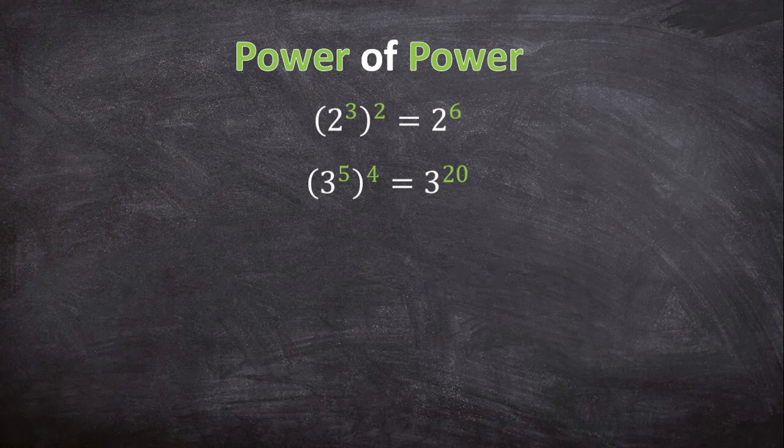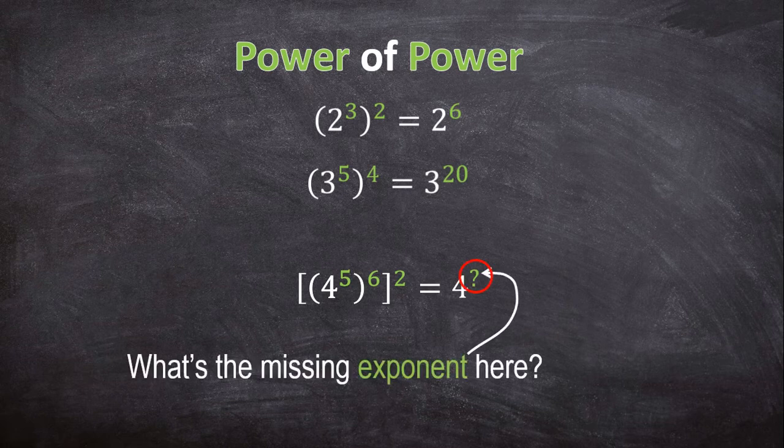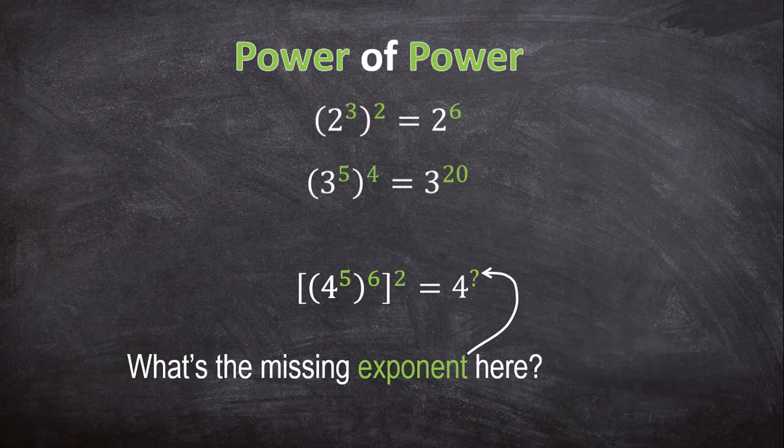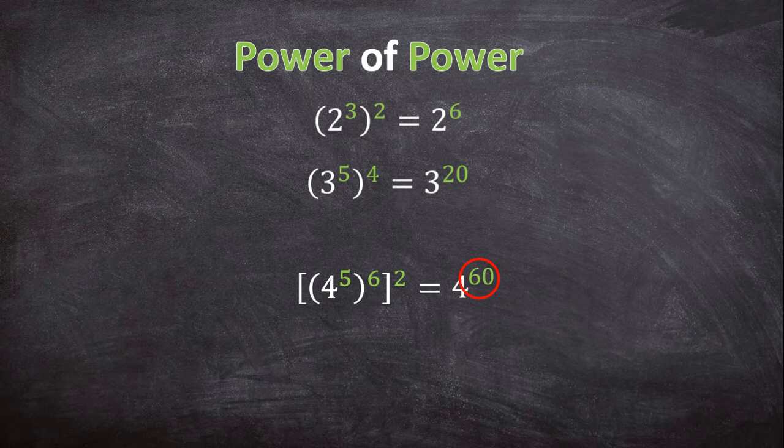Next, say you are raising 4 to the 5th power, then we raise that to the 6th power, and then we raise that to the second power. All of these equal 4 raised to what power? Here you will multiply 5 times 6 and then you again multiply by 2. So you will have a total of 60. So this expression equals 4 to the 60th power.